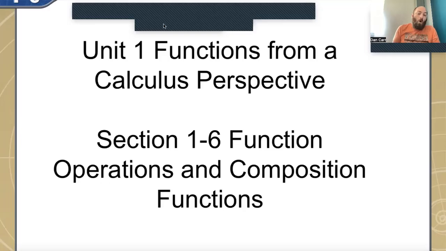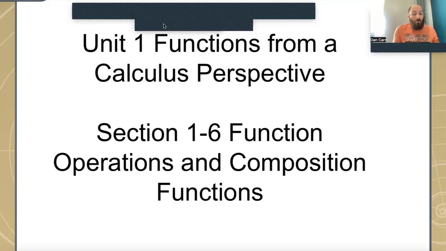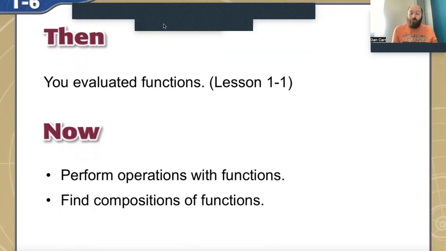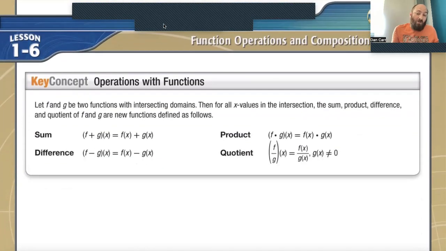Today we're going to be looking at 1.6, function operations and composition of functions. Okay, so what that means. The first part is, some of the things you've already done, you evaluate functions back in section 1, as well as in other classes. We're going to perform certain operations with our functions, as well as doing what's called compositions. So let's start by focusing on the operations.